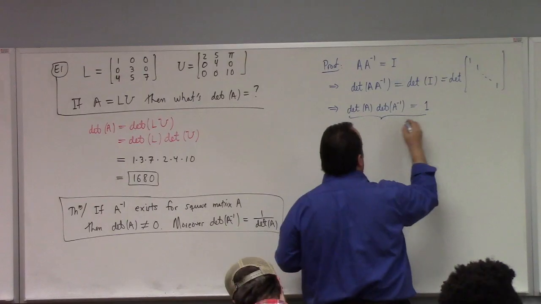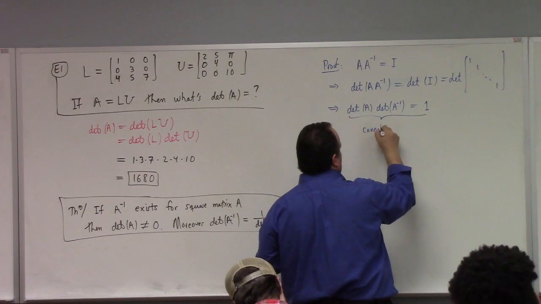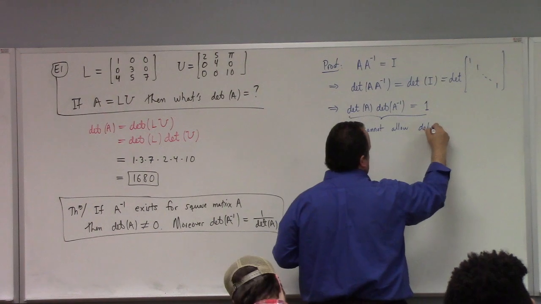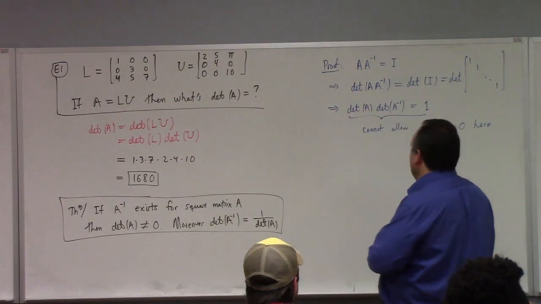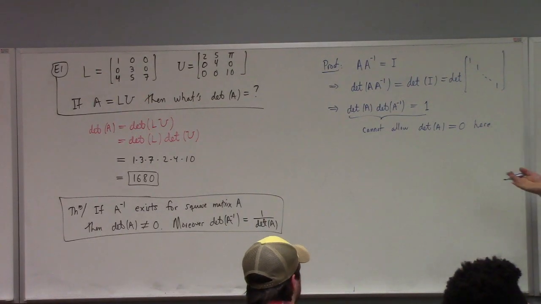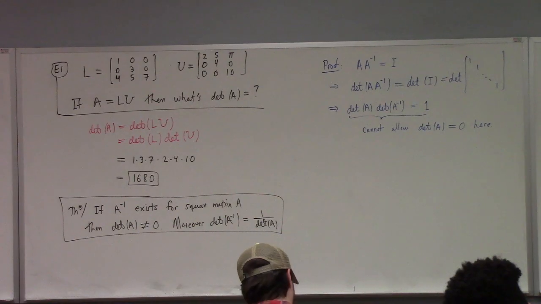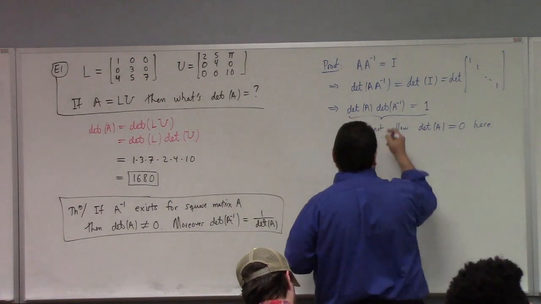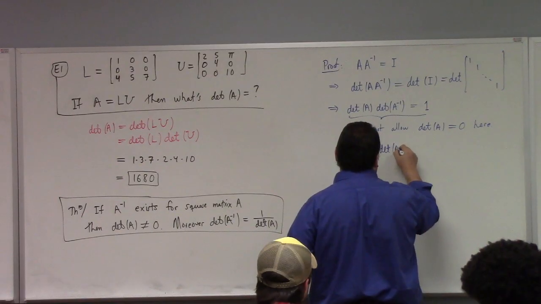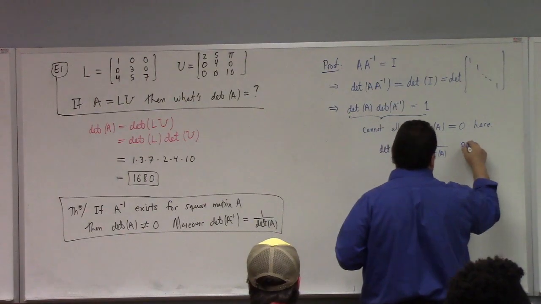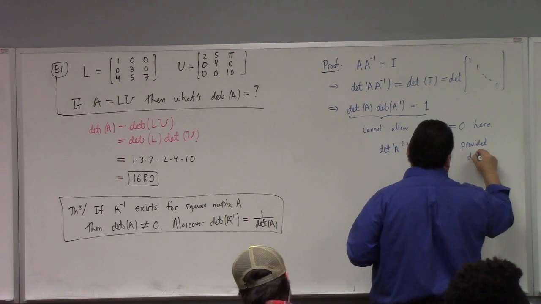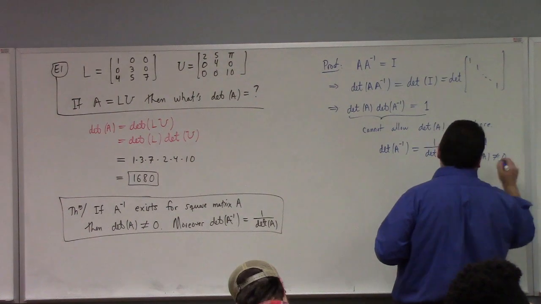Okay, so we cannot allow the determinant of A to equal 0 here, right? If the determinant of A was 0, we'd have 0 equals 1. That's not good. It's forbidden, yeah. So therefore, the determinant of A must be non-zero. And, of course, you can solve for the determinant of A inverse also. So the determinant of A inverse is equal to 1 over the determinant of A, provided the determinant of A is not equal to 0.